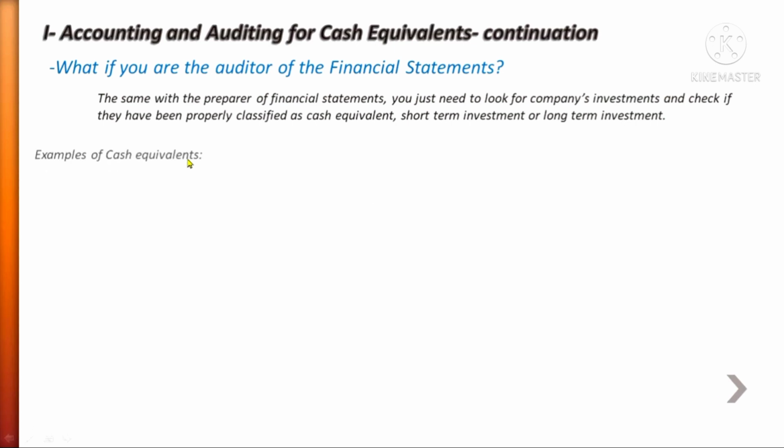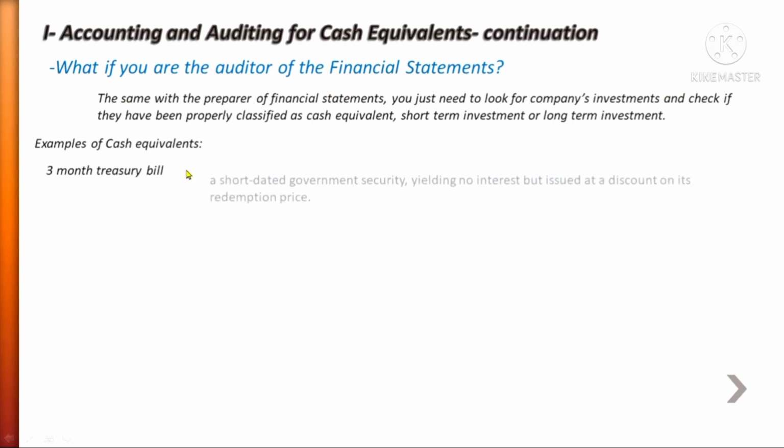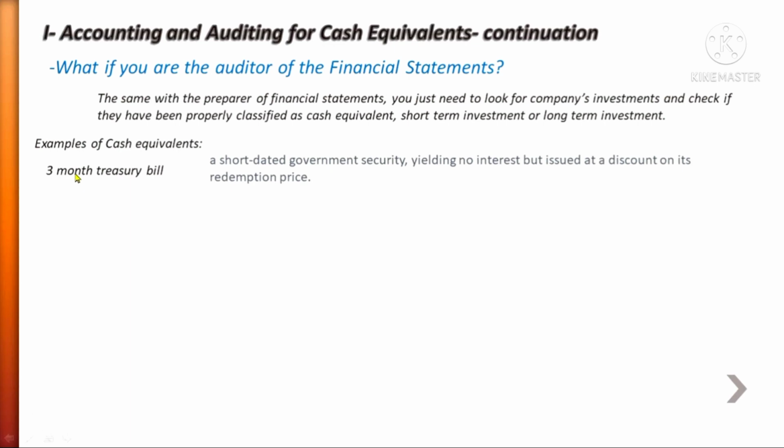So example number 1 is the 3-month treasury bill. So that is with emphasis on the 3 months because there are treasury bills with 1 year maturity term. But even if the treasury bill has 1 year maturity term or you have invested in treasury bonds or treasury notes which have more than 1 year maturity term, as long as you acquired them 3 months before maturity or less than that, they will be considered as cash equivalent still.